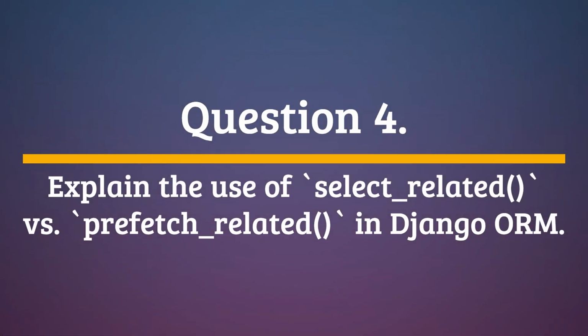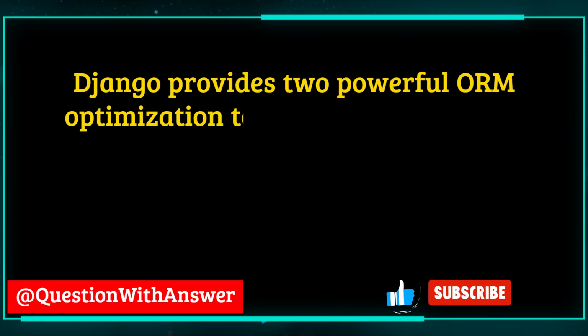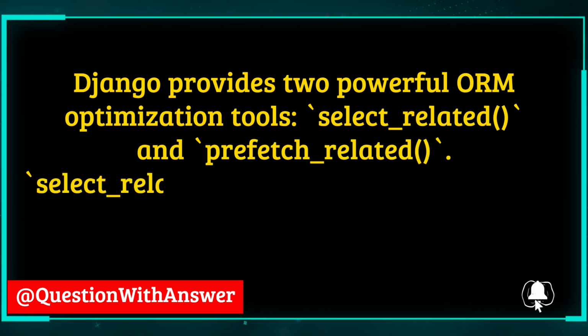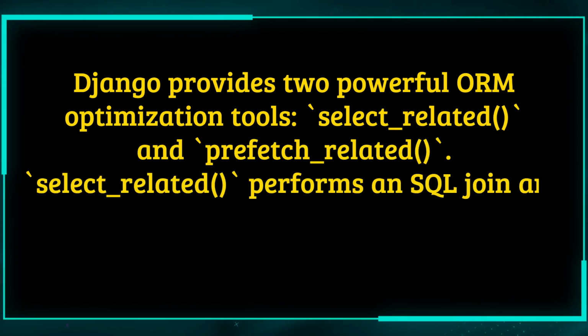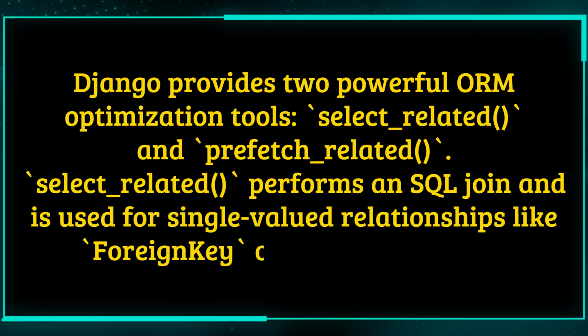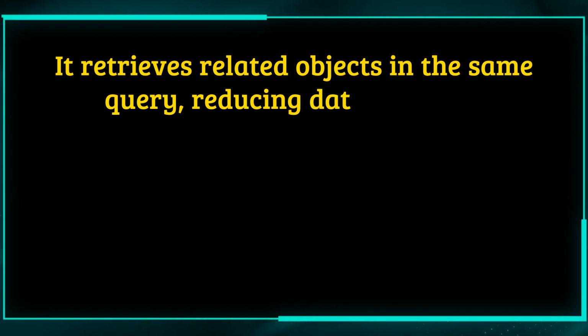Question 4. Explain the use of select_related versus prefetch_related in Django ORM. Answer. Django provides two powerful ORM optimization tools, select_related and prefetch_related. select_related performs an SQL join and is used for single-valued relationships like ForeignKey or OneToOneField. It retrieves related objects in the same query, reducing database hits.